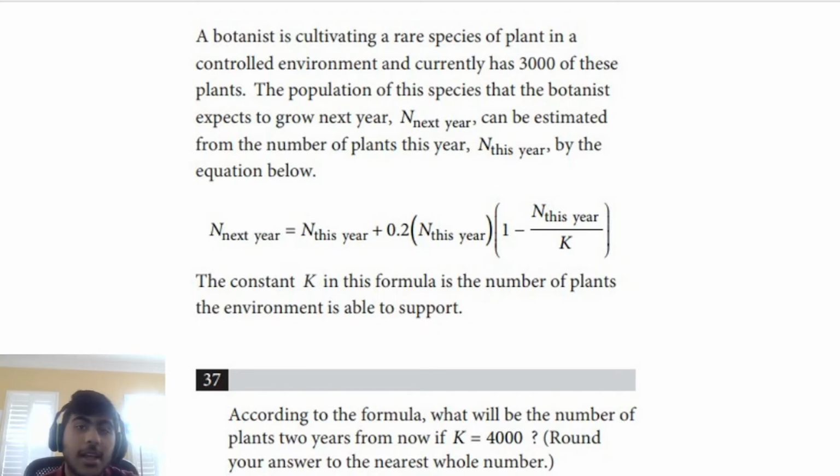If you're in a calculus class, you might recognize this as being a logistic model. Of course, you don't need to be in a calculus class to understand this. It's kind of simple once you think about it, right? They're giving us all the information we need. We just need to be able to use it algebraically. According to the formula, what will the number of plants be 2 years from now if K equals 4,000?